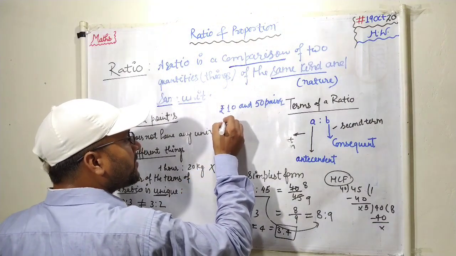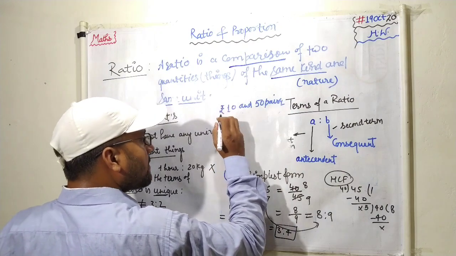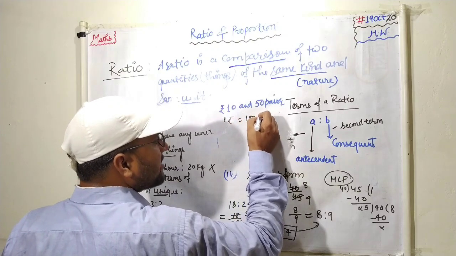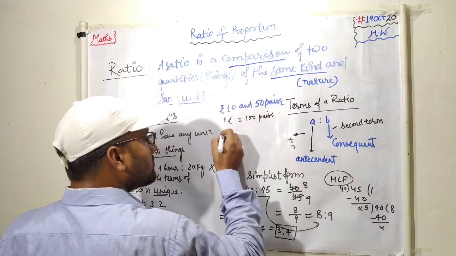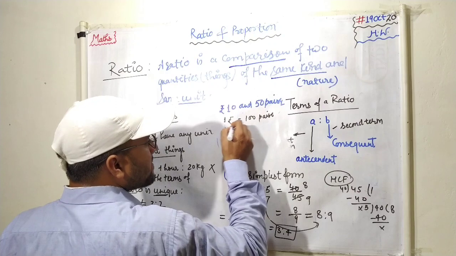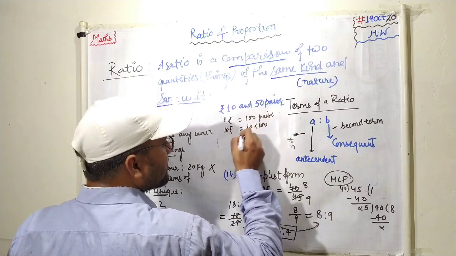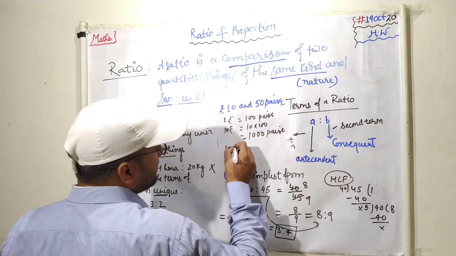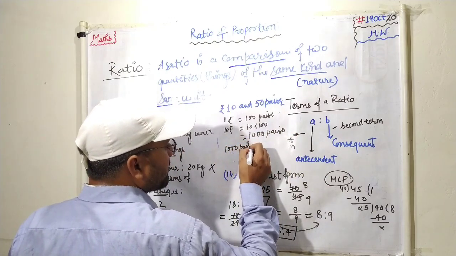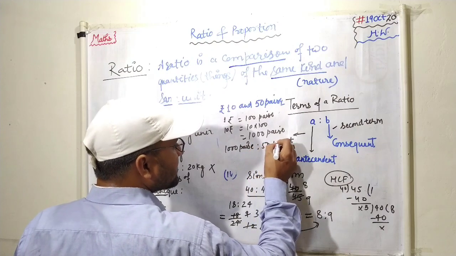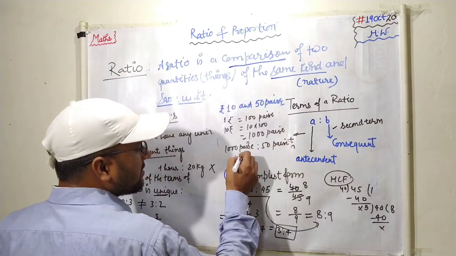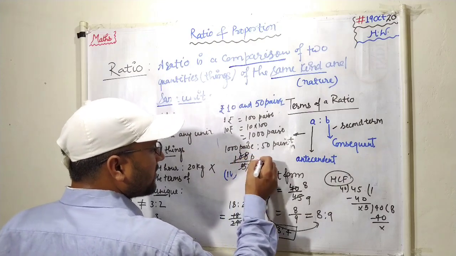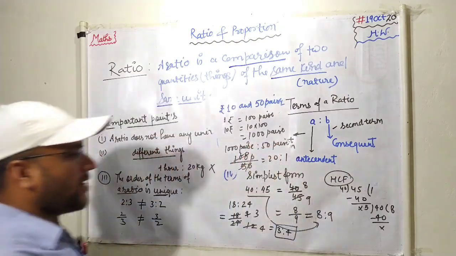So you know that 1 rupee is equal to 100 paise. So 10 rupees is equal to 10 into 100. You will get 1000 paise. And then you will compare it with 50 paise. Okay, both are in the same units. 1000 upon 50, cancel this out. You will get 20:1.